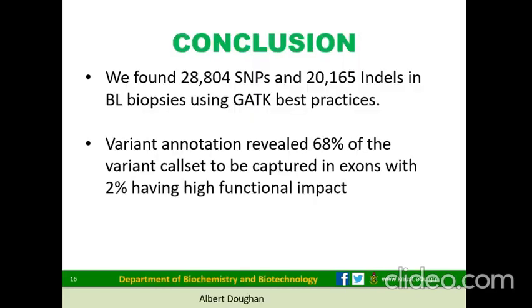In conclusion, after adopting rigorous, reproducible quality checks, alignment and variant calling of Burkitt's lymphoma RNA-seq data, we obtained a total of 28,408 SNPs and 20,165 InDels using GATK HaplotypeCaller. Variant annotation with SnpEff also revealed that most of the variants are captured in exons, and approximately 2% of these have a high functional impact. Thank you for your time and your attention in listening to me.